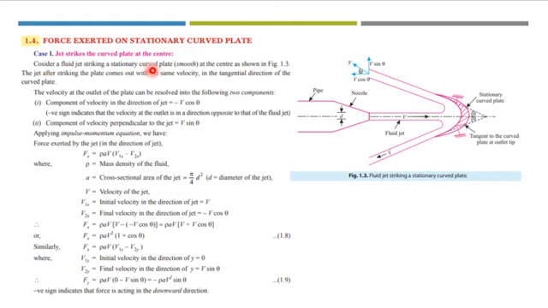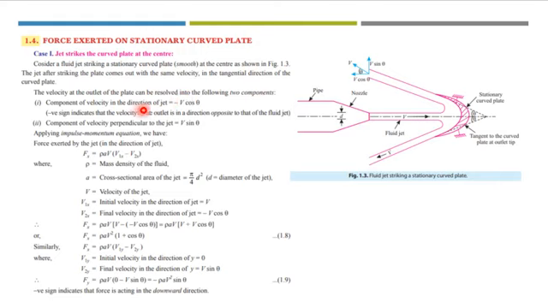Consider a fluid jet striking a stationary curved plate which is smooth. This is our assumption, and the jet is striking at the center as shown in the figure. The jet, after striking the plate, comes out with the same velocity in the tangential direction of the curved plate. The jet is striking at the center and then it is taking a turn as the plate is smooth. So we have considered that the issuing velocity will be equal to the outlet velocity. The velocity at the outlet of the plate can be resolved into the following two components.